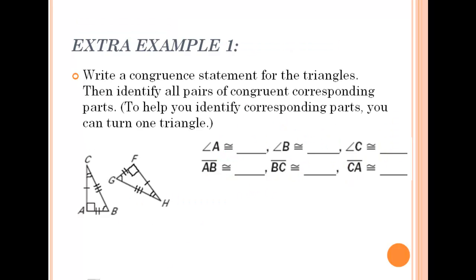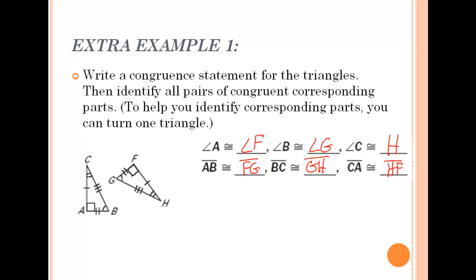Why don't you pause it and try filling this one in on your own. Okay, welcome back. You should have found that angle A is congruent to angle F, angle B is congruent to angle G, angle C is congruent to angle H, segment AB is congruent to segment FG, segment BC is congruent to segment GH, and segment CA is congruent to segment HF.